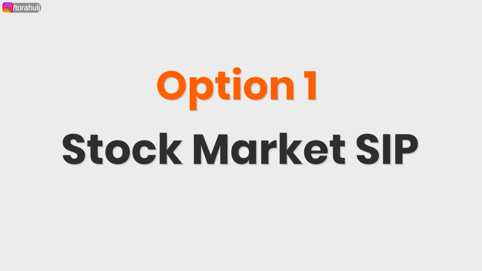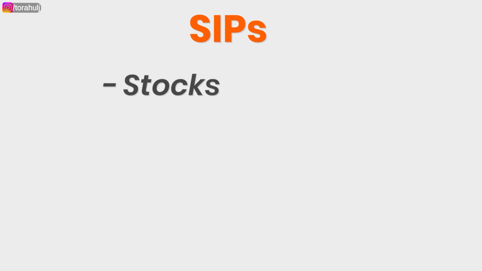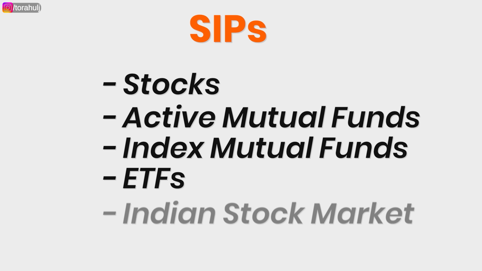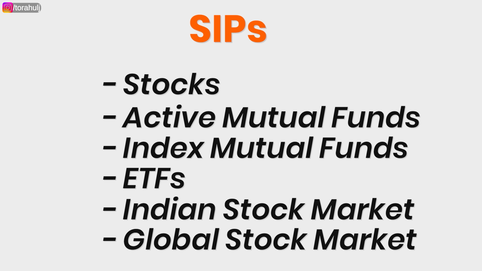So let me run you through each of these options in detail. Option number 1, which is putting this extra 50,000 rupees per month in the stock market SIP. Now, stock market is a very vast area. You could do SIPs in stocks, in active mutual funds, in index mutual funds, in ETFs, in Indian stock market, in global stock markets. There are a hell lot of options. I'm going to simplify this and take 4 to 5 simple examples.